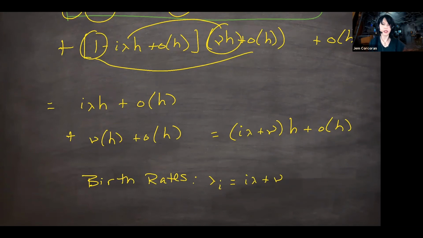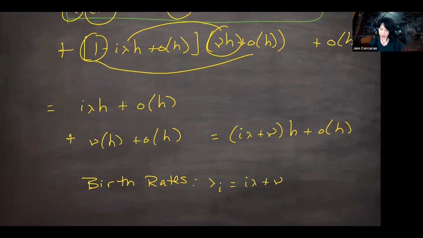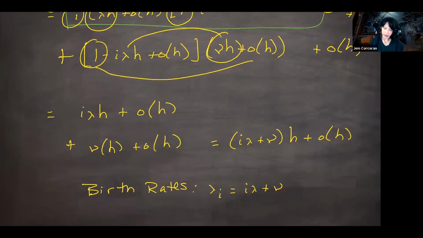It still looks complex. It's not. And to finish proving that it is a birth process, we need to look at one other thing. And so, nu h, where did we get that from? Depends on where you're asking. It came here from this 1 times this nu h term.